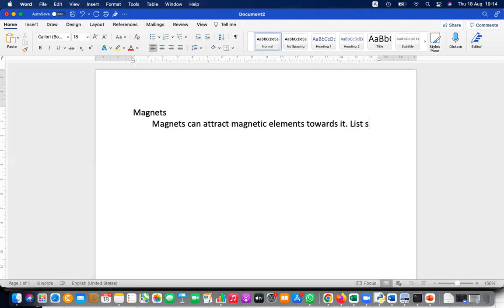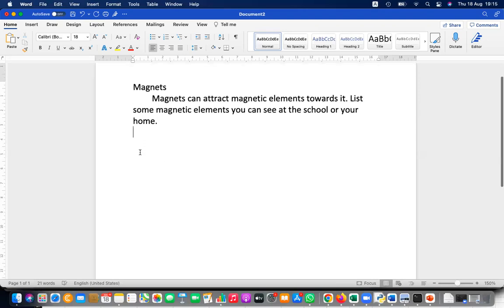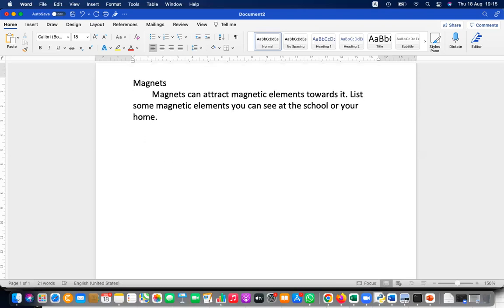List some magnetic elements you can see either at school or at your home. So this is a small question. Magnets can attract magnetic elements towards it, and you are asked to list some magnetic elements. Can you tell me?